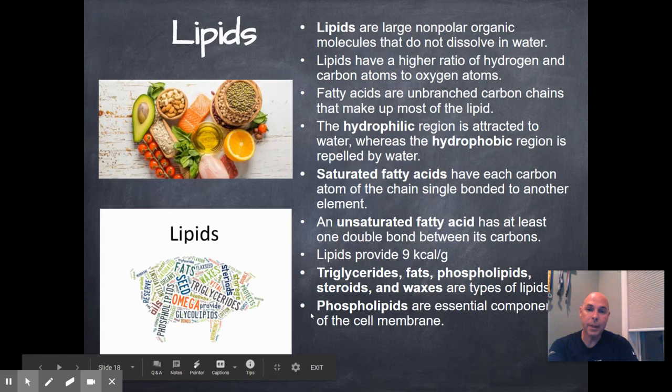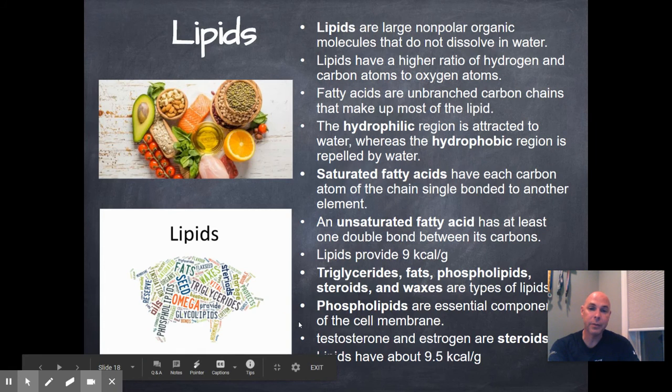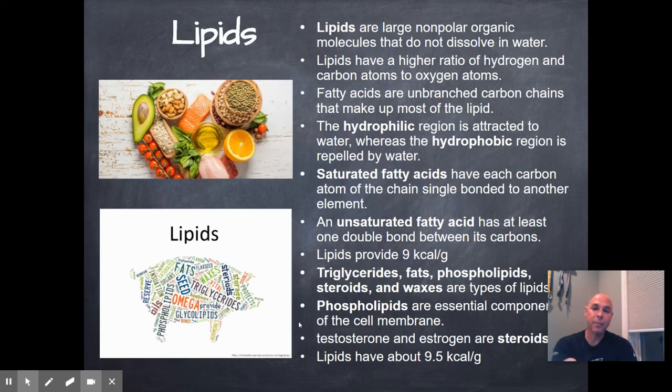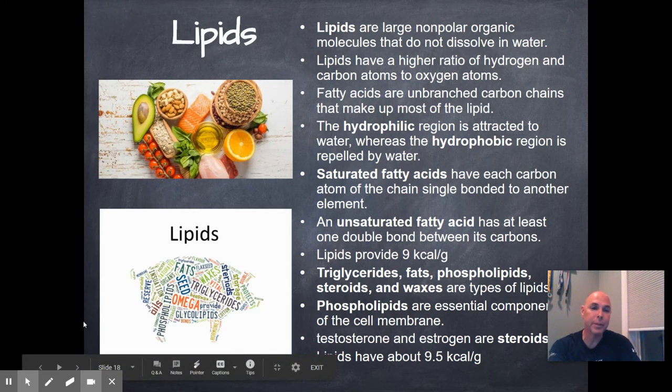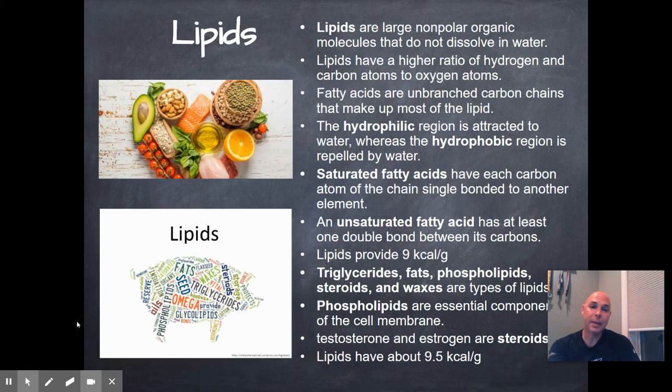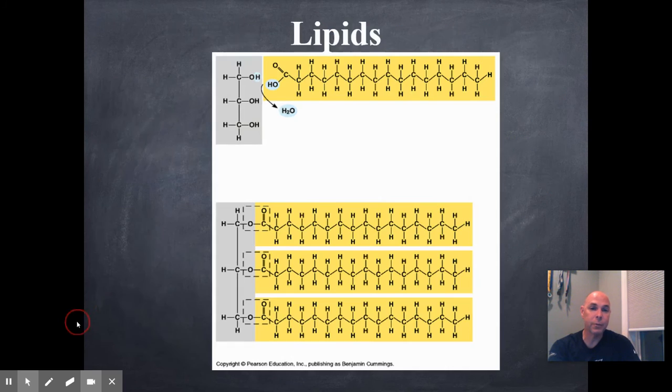Phospholipids, as I mentioned before, are essential components of the cell membrane. We'll be looking at those more in depth when we get to our cell biology unit. Testosterone and estrogen are types of steroids. So again, very important to the development of males and females. And as I mentioned before, lipids provide roughly 9 to 9.5 big calories, kilocalories, of energy per gram. So lipids are a really important class of organic compounds due to the fact they can provide a lot of energy per gram for us.